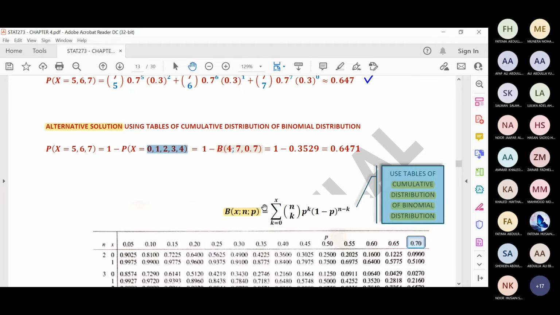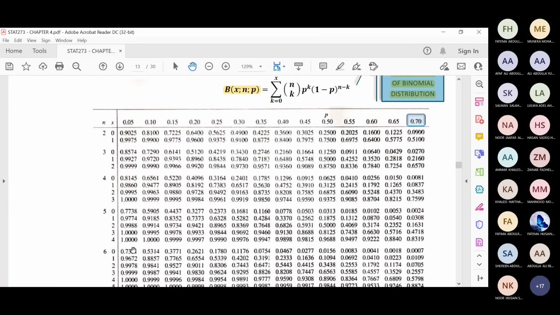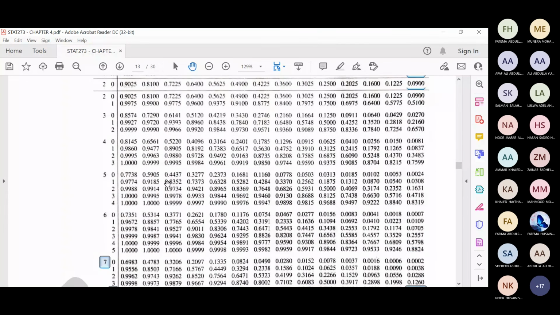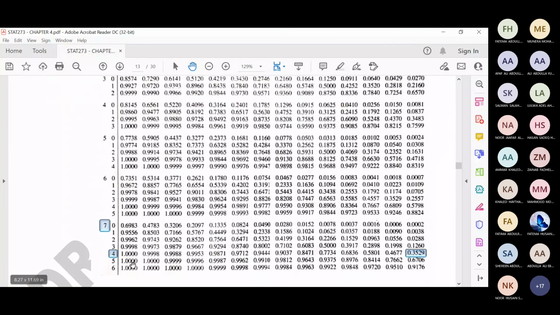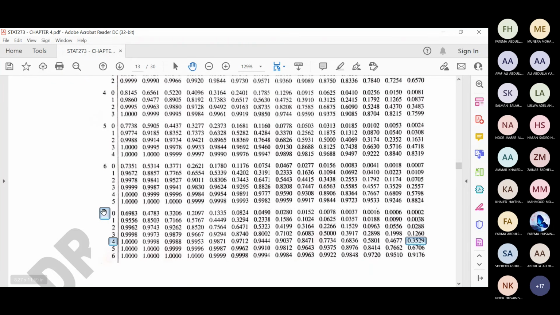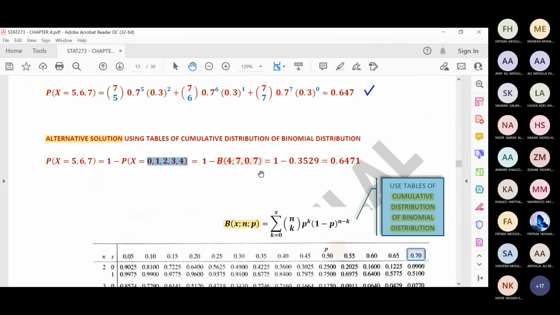What is N? This is N7. That's why I shaded this. What is X4? That's why I point to this. Now let's read it. 7. This is X. And the last one, this is the answer, 0.3529. So it is 1 minus the answer from the table, 0.3529.